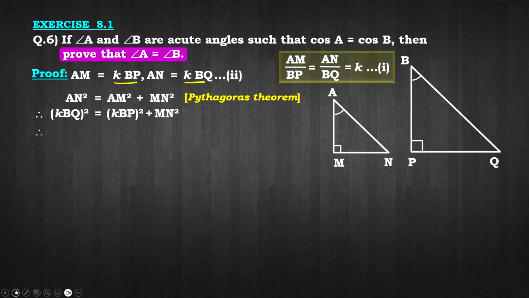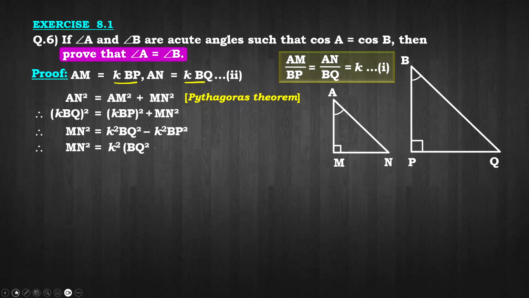Now we need to find what is MN square from this. MN square is equal to K times BQ whole square, that is K square BQ square, minus K times BP whole square, that is K square into BP square. So MN square, by taking K square common, we get K square into BQ square minus BP square.